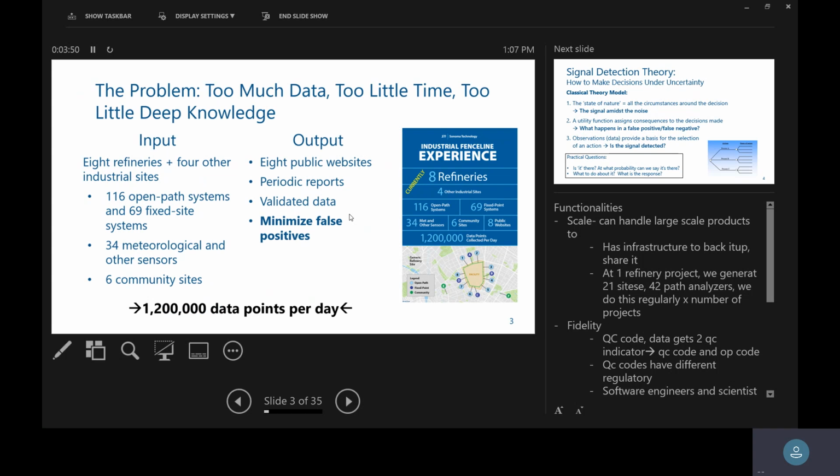The problem here is too much data, too little time, and too little of the deep knowledge that I just mentioned about the entire system. So this is an example of the real world, what we're talking about.